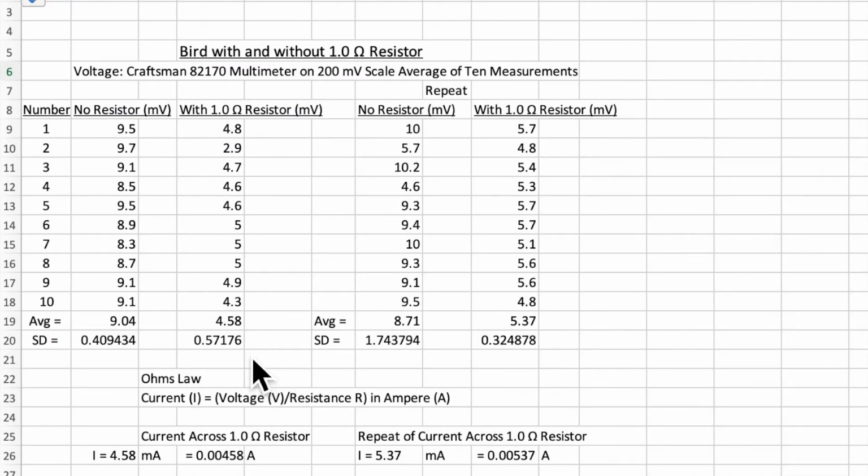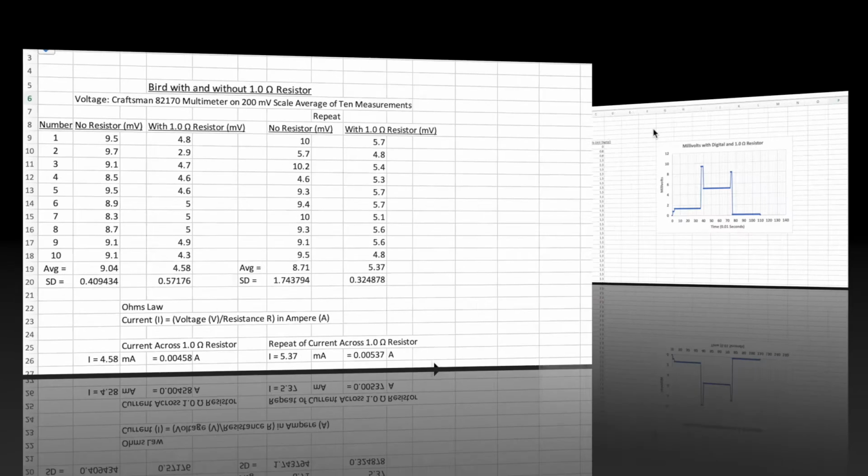Let's look at just the resistor data. First one, 4.58 millivolts, which is 0.00458 volts. And that divided by 1 ohm would give you 0.00458 amps. Repeated that with this other data, and I got 0.00537 amps.